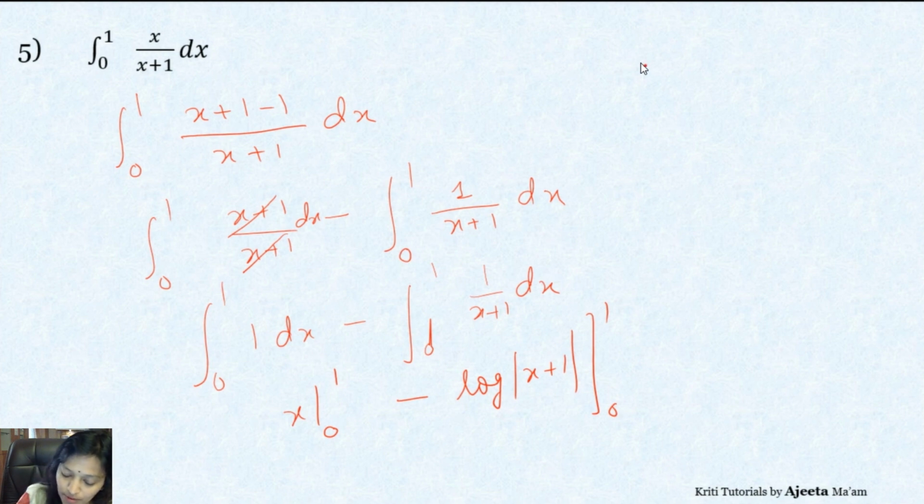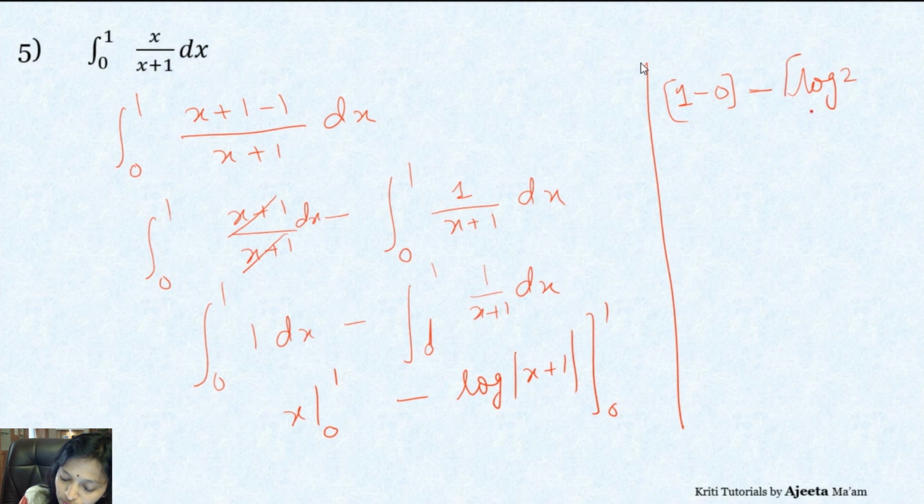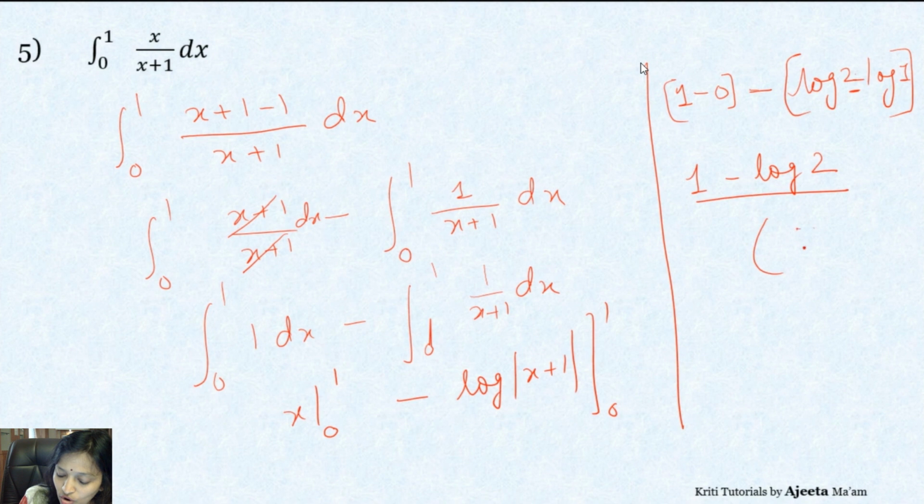Okay, now let's do it. In the first integral, if I apply, what will I get? 1 minus 0. Yes. In the second, if I apply, what will I get? I will get log 2 minus log 1. Now, can you tell me what's the value of log 1, students? Yes, that's 0. Very good. So, 1 minus log 2 will be the final answer because log 1 is 0. Correct? So, what do you get? 1 minus log 2. Can there be any other way to write it out?